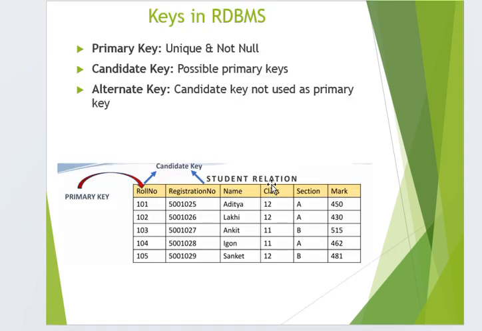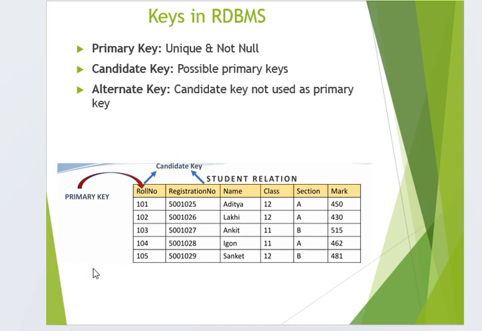Next is keys in RDBMS. In the relational database management system, there are some keys. Let's take an example, student relation or student table, which consists of roll number, registration number, name, class, section and marks. So roll number, registration number, name, class, section, marks, all these are attributes, while this row is a record. 101, 5001, 025 Aditya 12th A 450, this is one record, this way we have records.